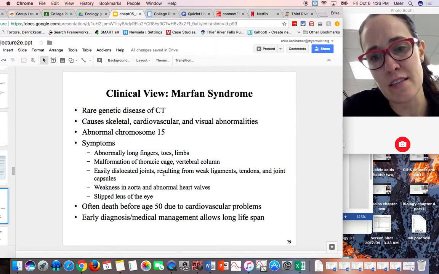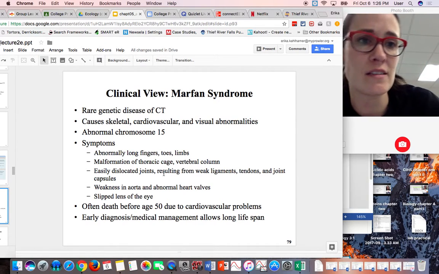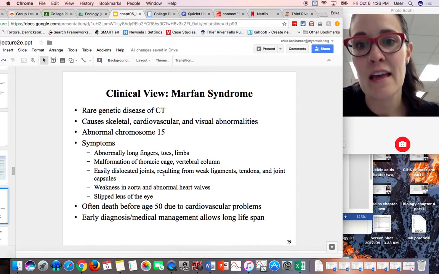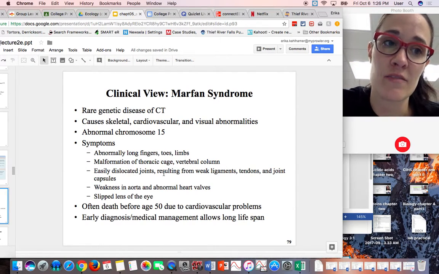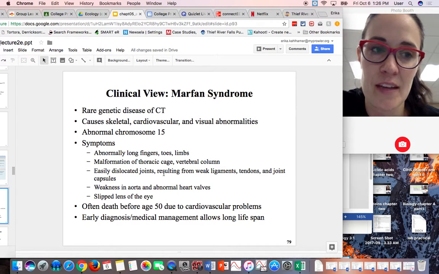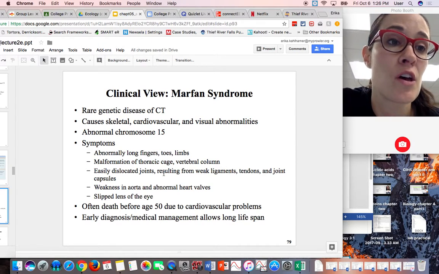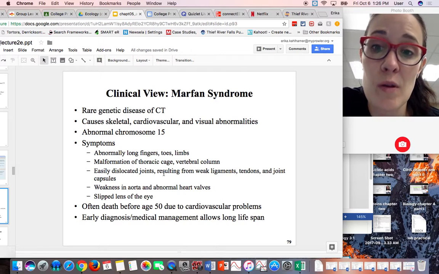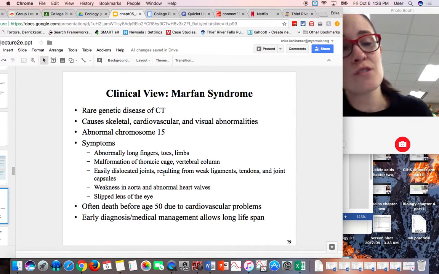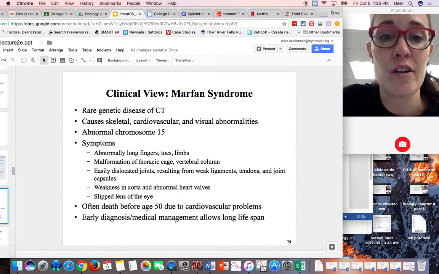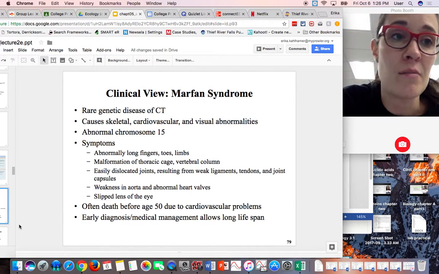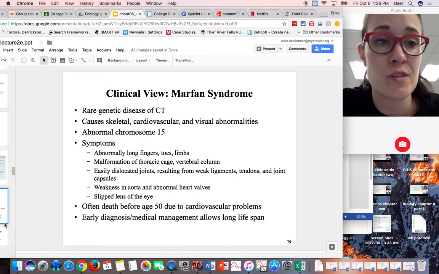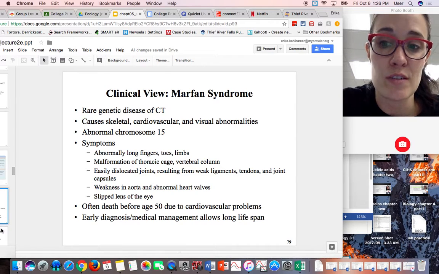Joints become easily dislocated because of weak ligaments, weak connective tissue, right? Where it really is bad to have weak connective tissue is around the heart. It causes the valves and the big blood vessels around the heart to be weak. So death usually occurs due to cardiovascular problems before the age of 50. But a longer lifespan is a result of early diagnosis and treatments.